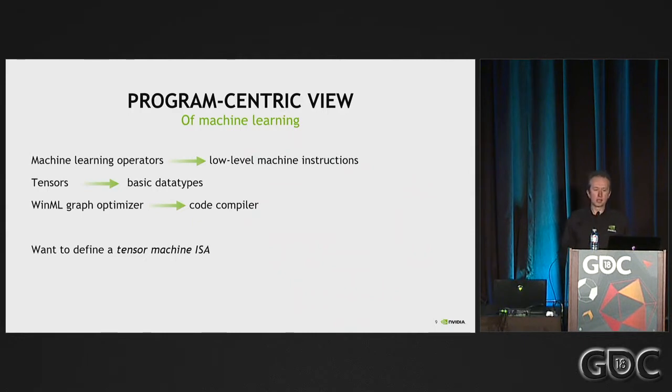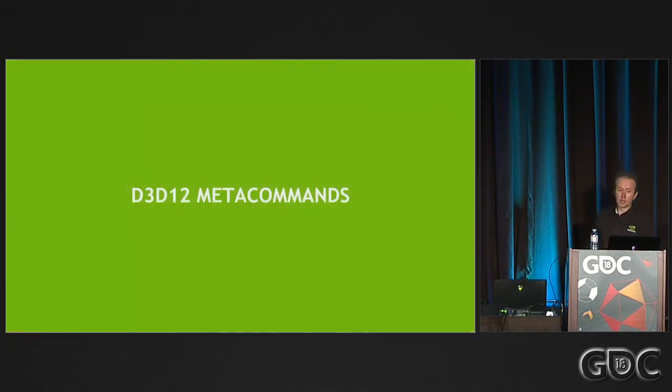So in a sense, what we'd like to define is this virtual machine or tensor machine ISA, with all the instructions which are useful, which hopefully capture the essence of machine learning, which can be supported by hardware platforms as well as targeted by the WinML Graph Optimizer. Individual instructions in this ISA are meta commands, which is a new feature of the D3D12 API. I'll describe what meta commands are in a moment.